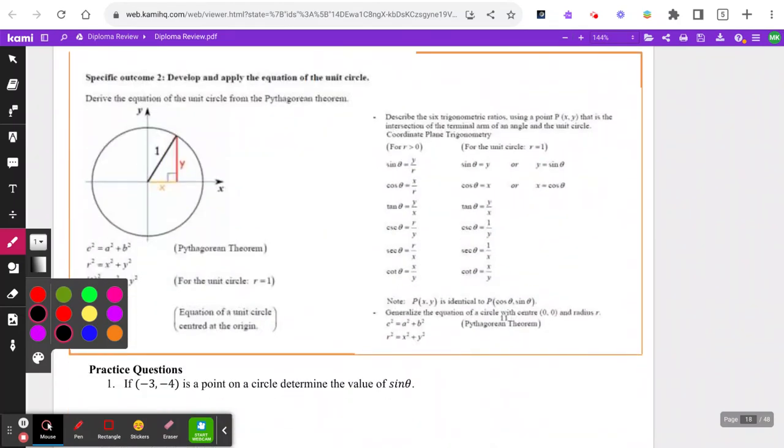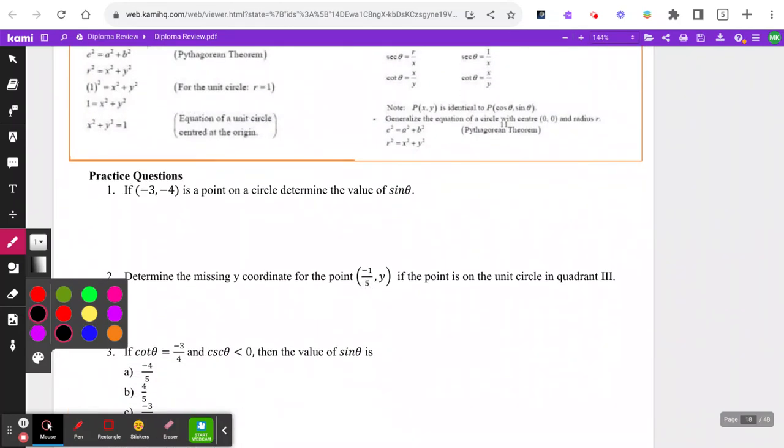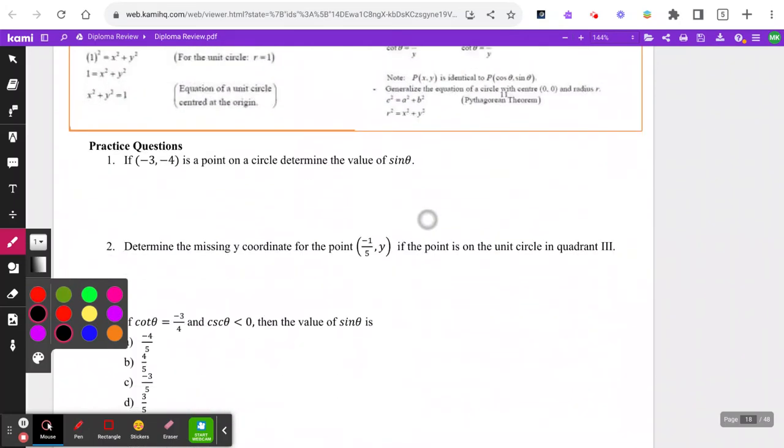All right, more practice questions. Number 1, if -3 comma -4 is a point on a circle, determine the value of sine theta.